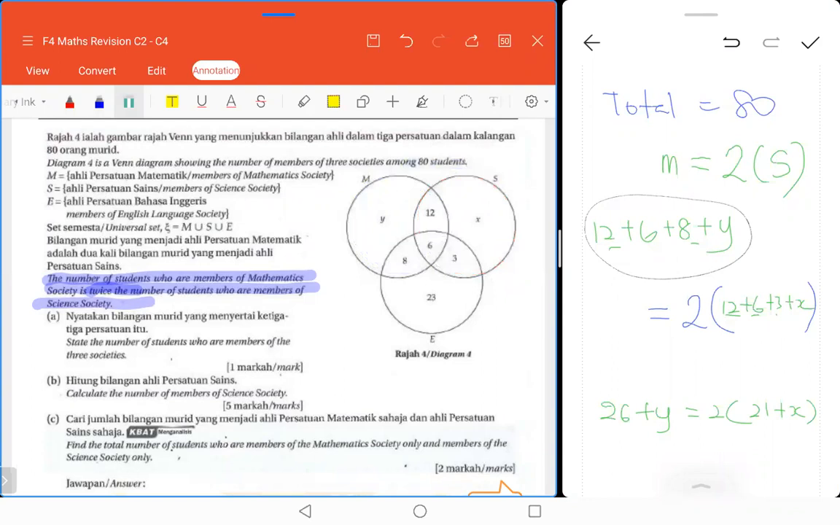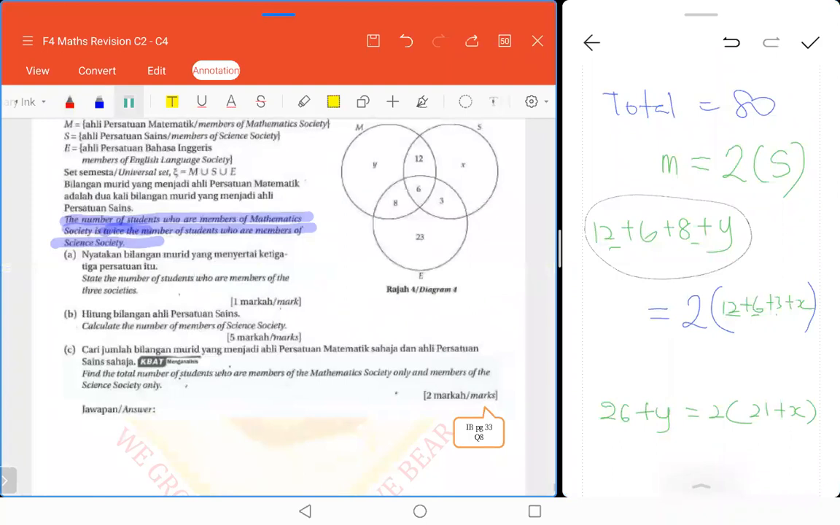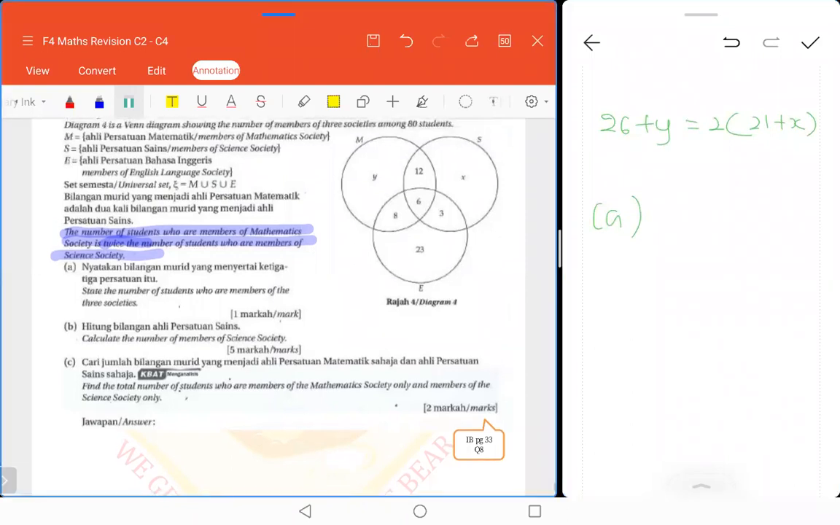Okay. So we answer the questions now. Question A. State the number of students who are members of all 3 societies. Means this student is joining Maths, English, and Science Society. So can you let me know the answer in the chat box? What's the answer for A? How many students are joining all 3 societies? Look at the diagram there.